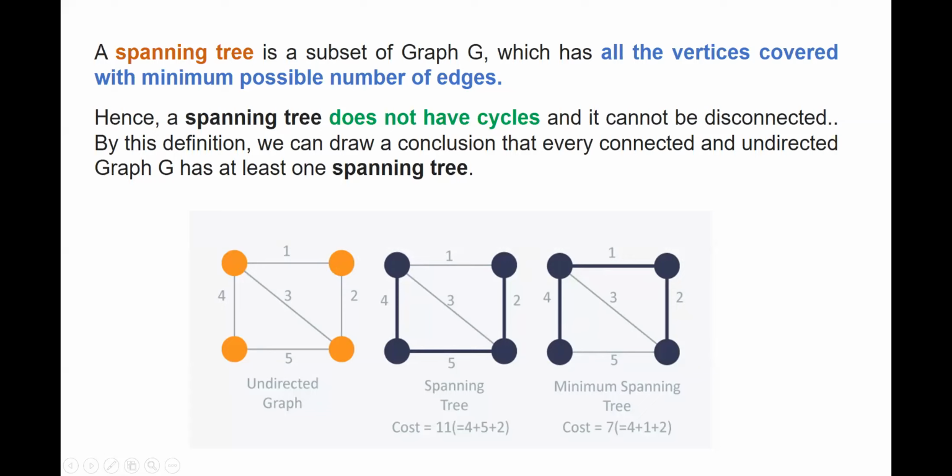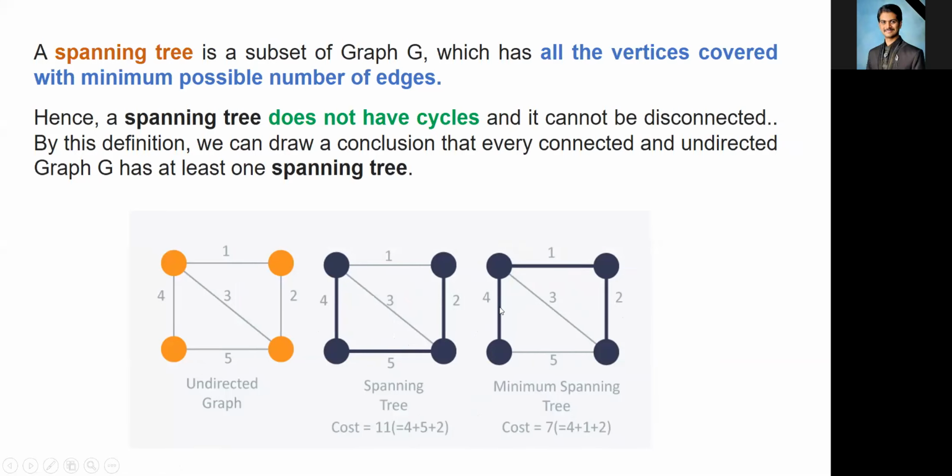So what is a minimum spanning tree? The minimum spanning tree is a spanning tree with minimum cost. For example, this is also a spanning tree. Both are spanning trees of the given graph, but the cost of the first spanning tree is 4 plus 5 plus 2, it is 11. The cost of the second spanning tree is 4 plus 1 plus 2, that gives 7. So this is the minimum possible spanning tree that can be derived from the given graph.